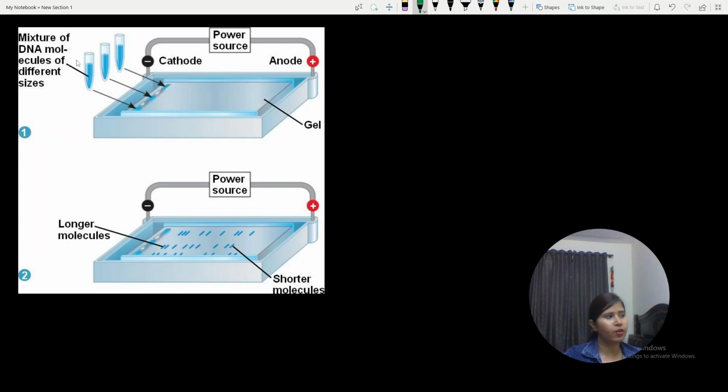These are called append drops, and you are using a pipette. By using the pipette, you are going to add these DNA samples into the sample well. A mixture of DNA molecules of different sizes you are adding here, and you are also adding some methylene blue dye. You are applying the electric field from the power source, and this is the gel, and you will obtain this kind of result.